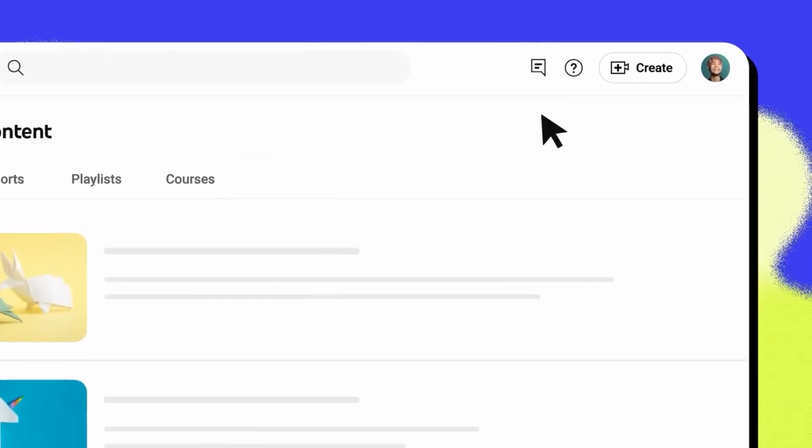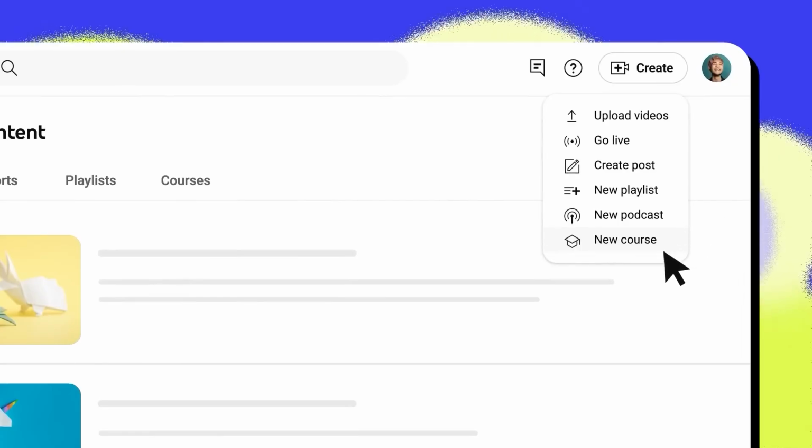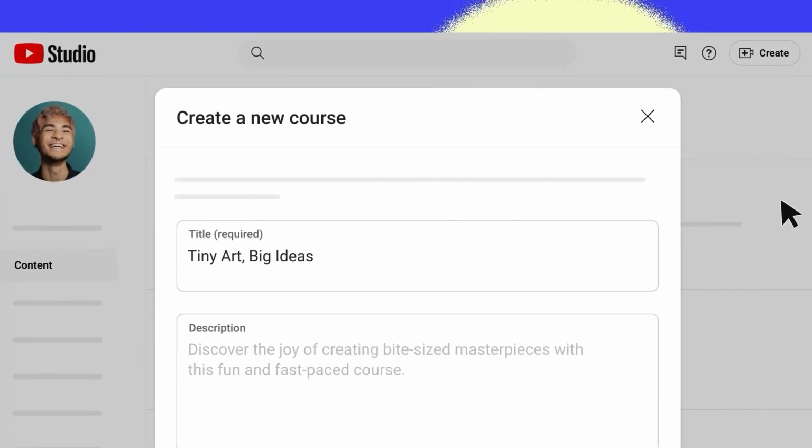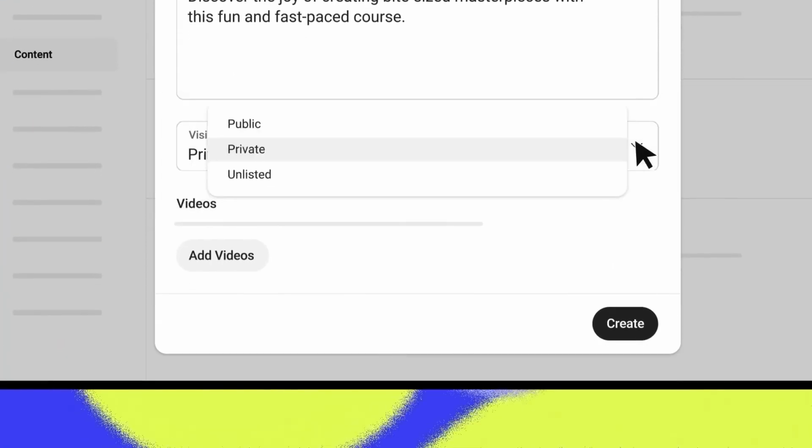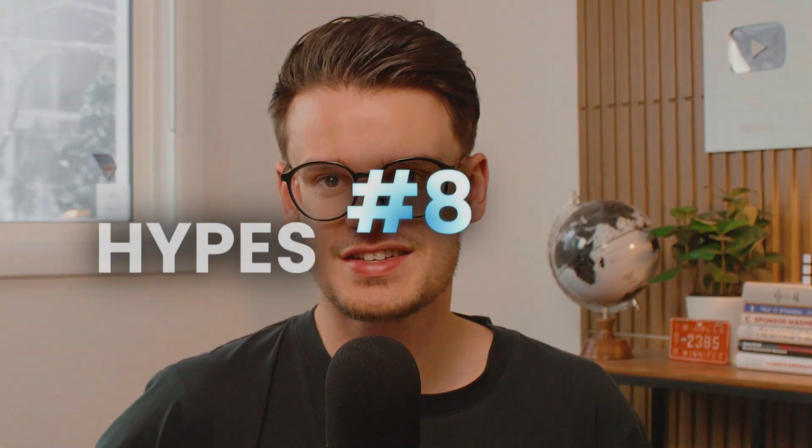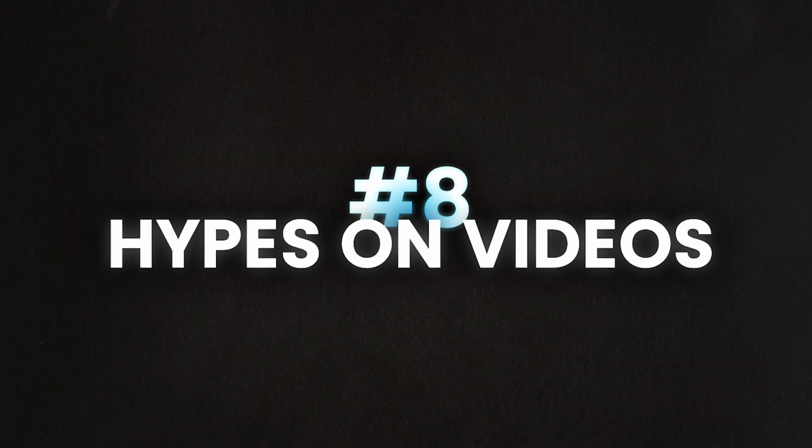So this is just, again, another feature, another way for you to add different content brackets to your channel and really expand the way you're showing up on your channel as well. I think this is really useful for educational creators, maybe not other creators, definitely not entertainment-based creators, but it's something you can explore and play around with. All right, next let's talk about number 8, which is hypes.